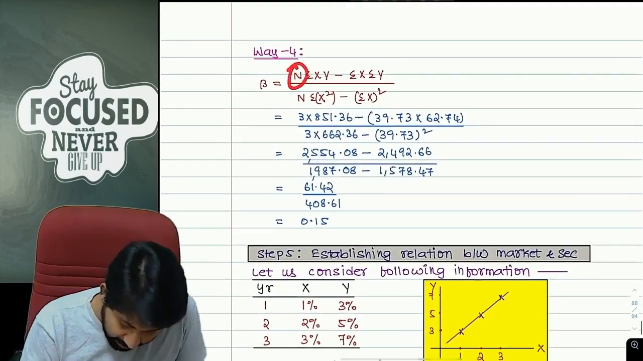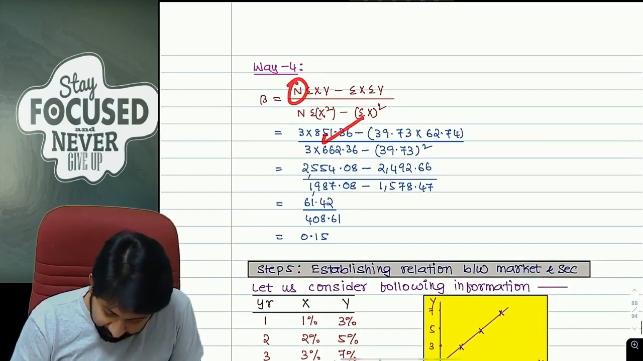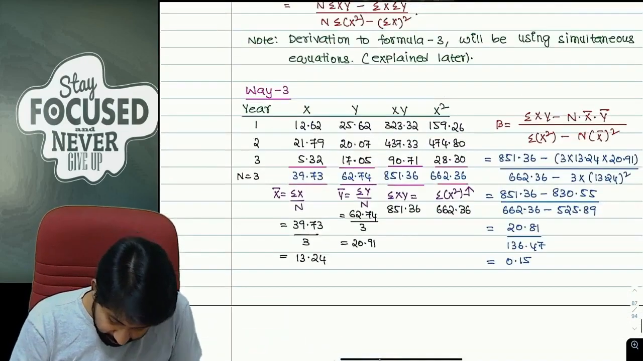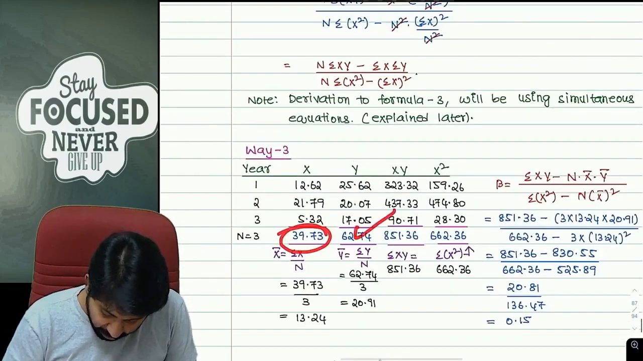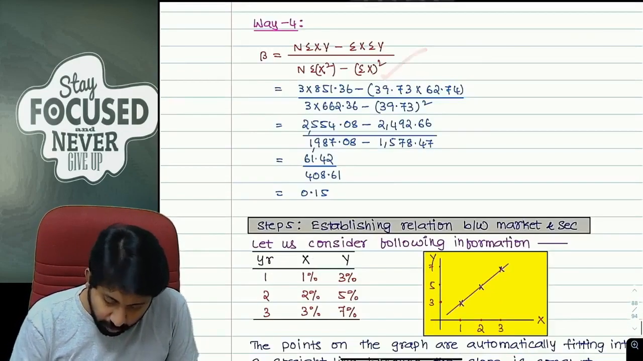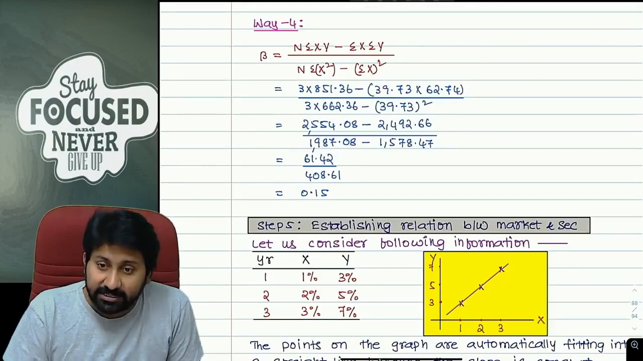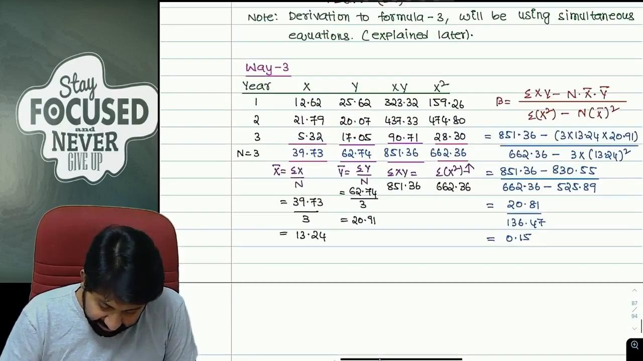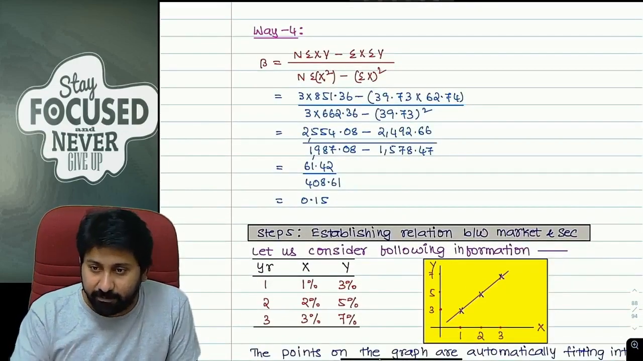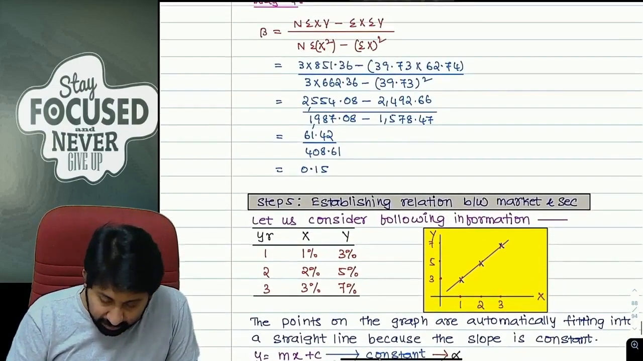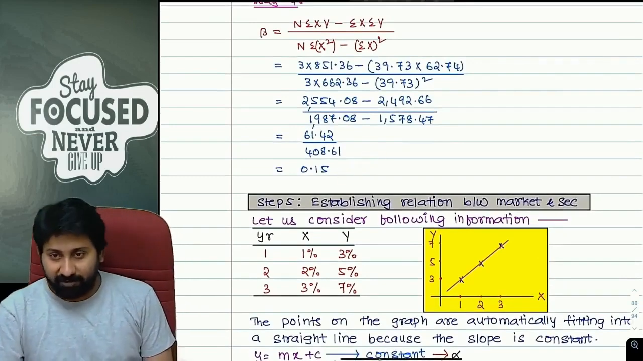N sigma xy, we already had. Sigma x 39.73, sigma y 62.74, whole divided by n sigma of x square. Sigma of x square is 662.36 minus sigma x 39.73 whole square. Again we got the same answer, 0.15.